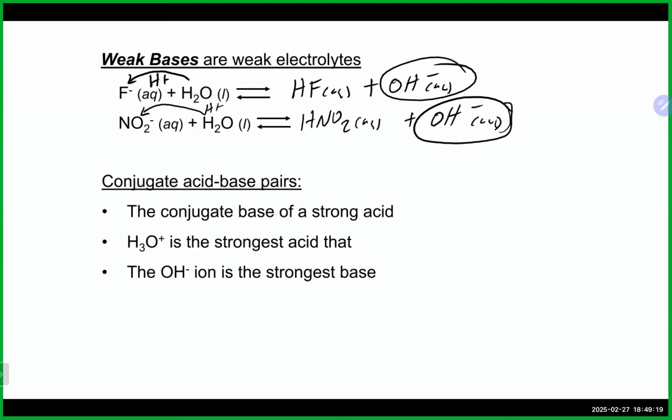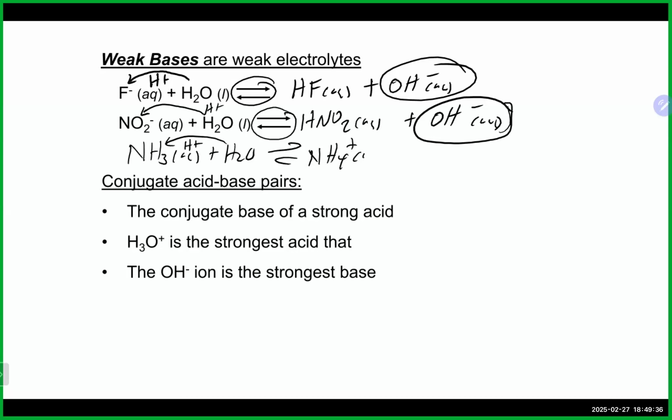So weak bases also are weak electrolytes. They also are reversible as well. Ammonia is another example of that. Ammonia plus some water. Again, the ammonia here will accept the H plus. It will make NH4 plus and some OH minus, or ammonium hydroxide if you put them together.